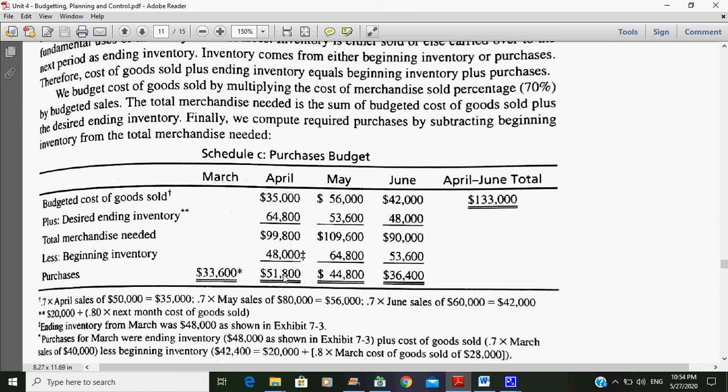For May, what will be our beginning inventory? Would have been our what? Ending inventory for what? April, which would have been the 64,800 right there. I put it right there. Good. And the beginning inventory for June would have been the ending inventory for what? May. 52,600. So therefore, you subtract these now. I get these now would be your purchases for April, May, and what? June. You have a purchase for March, which is 33,600. All right.